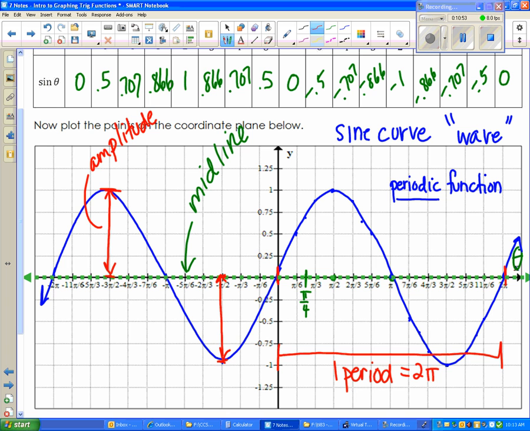Now, the sine curve, because it basically is the same pattern forever and ever and ever, this graph can actually be modeled by an infinite number of equations. So if I were to look at this as, for example, y equals the sine of theta minus 2 pi, it's actually going to be the exact same graph. So there's an infinite number of equations that can actually model this function.